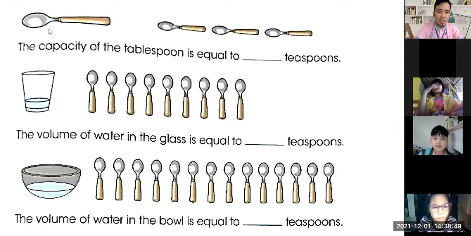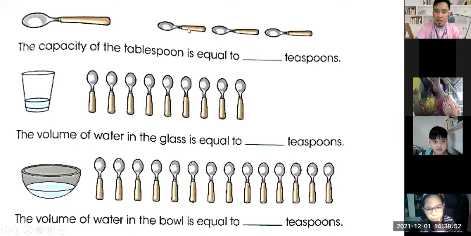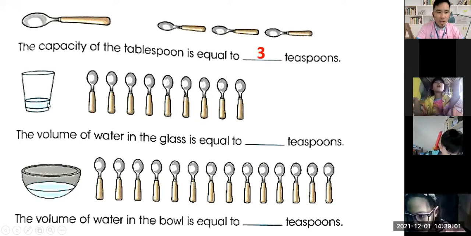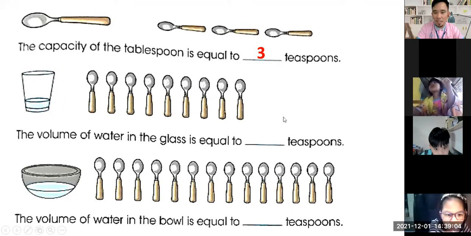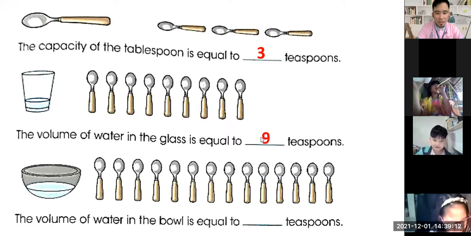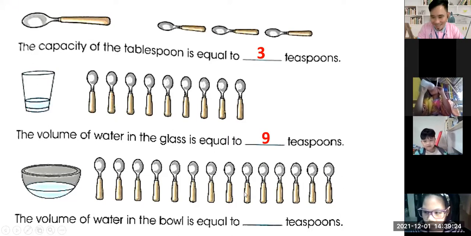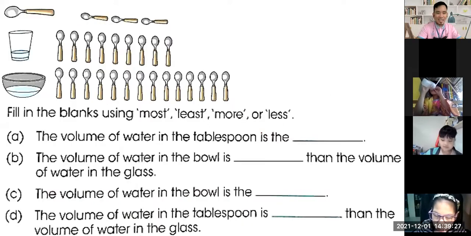This is the tablespoon, and these are the teaspoon. So how many teaspoons in 1 tablespoon? 3. Here, volume of water in the glass is equal to how many teaspoons? 6, 7, 8, 9. Okay, 9. How about here? Volume of water in the bowl is equal to how many teaspoons? 4, 5, 6, 7, 8, 9, 10, 11, 12, 13, 14. Okay, 14. Very good.